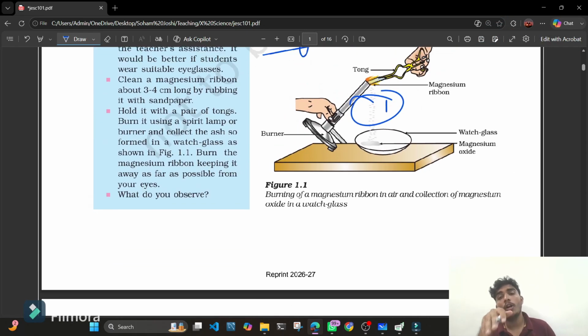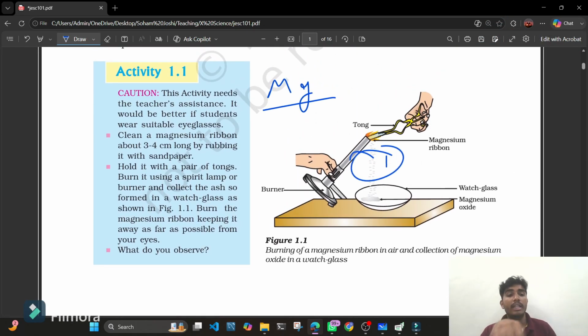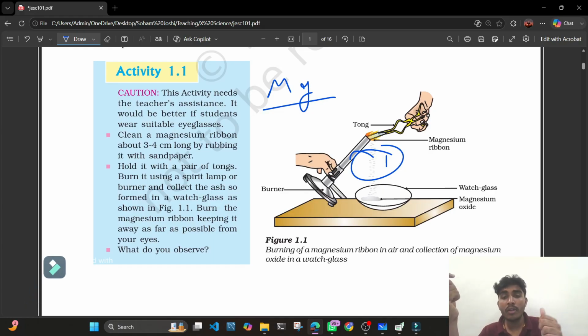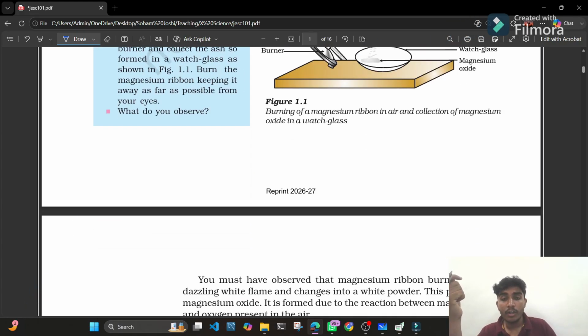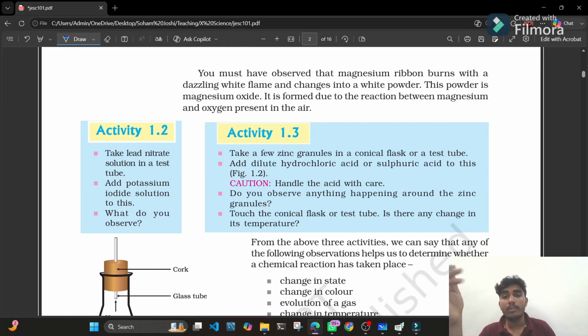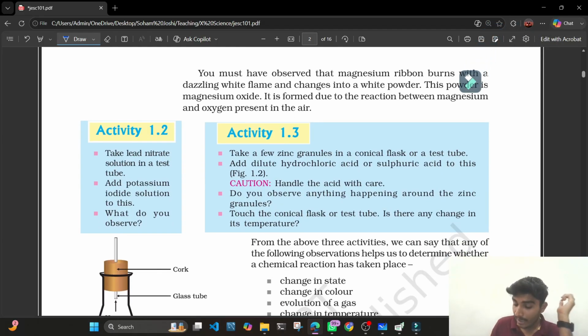These particles are not magnesium itself, they are magnesium oxide. So क्या हुआ? मेरा पहले तो मैग्नीशियम रिबन था, सिर्फ मैंने उसको गर्म करके उसके एशेस गिर गए, तो मैग्नीशियम ऑक्साइड बन गया. ऐसा क्या हुआ? सो ये सब these are all chemical reactions. You can see that magnesium ribbon burns with a dazzling white flame and changes into white powder, right?